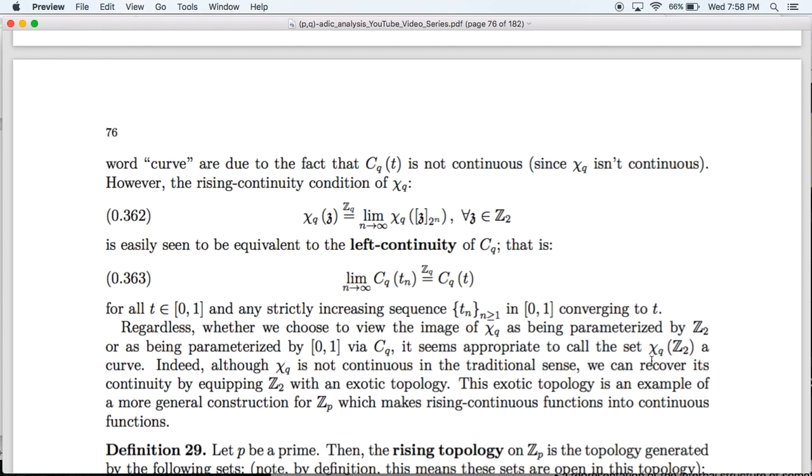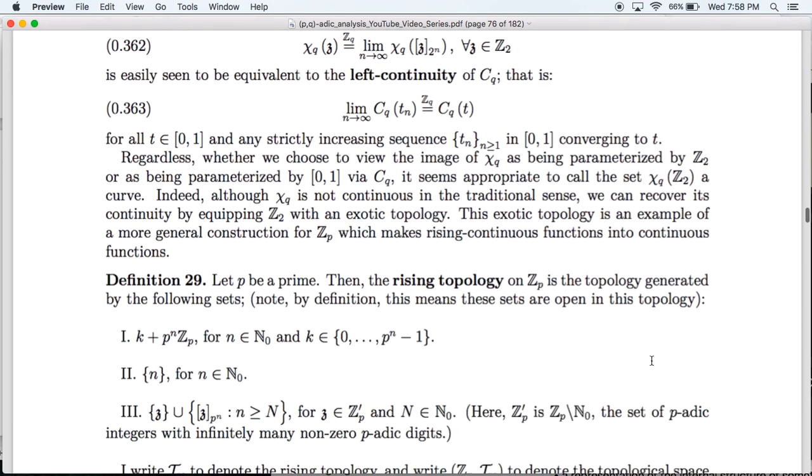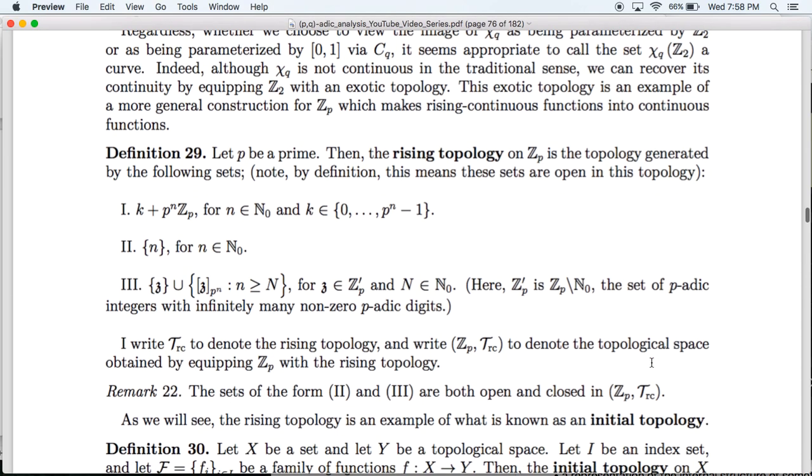And in fact, we can really justify this because even though chi_Q is not continuous in the traditional sense, we can recover continuity if we equip Z_2 with an exotic topology. This exotic topology is an example of a more general construction for Z_p, which makes rising continuous functions into bona fide continuous functions. So let p be a prime. Then I define the rising topology on Z_p as the topology generated by the following sets, which by definition means that all of these sets are open in our topology.